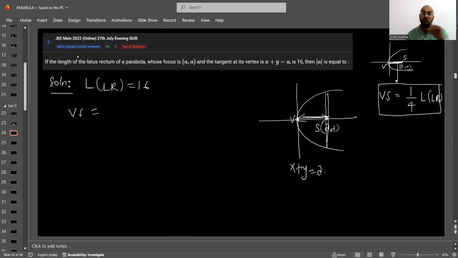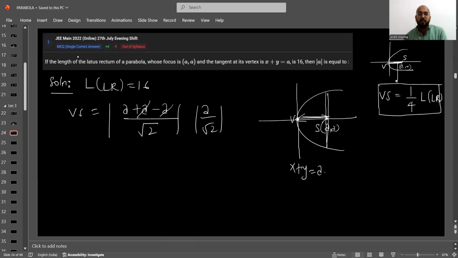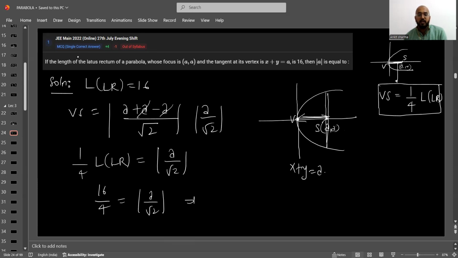So I'll be finding the distance this time, not the foot of perpendicular. So please find the distance. That turns out to be the perpendicular distance of (a, a) from this line, a plus a minus a, by square root of 2. This turns out to be a over square root of 2. Now I know VS is one-fourth of the length of latus rectum, equal to a over root 2. The length of latus rectum is 16, so 16 over 4 is equal to magnitude of a over root 2. From here I get magnitude of a is equal to 4 root 2.